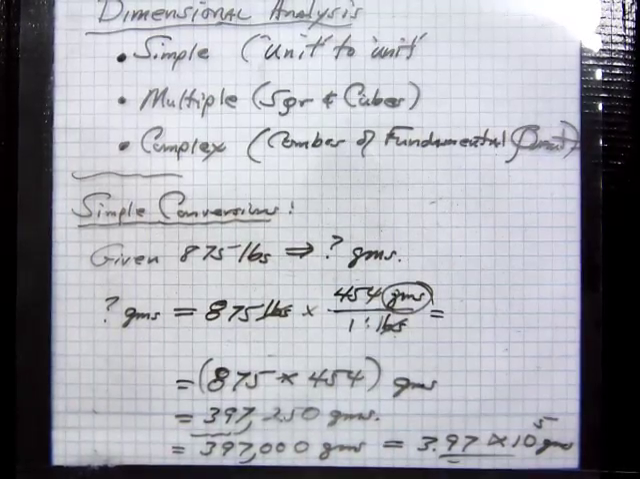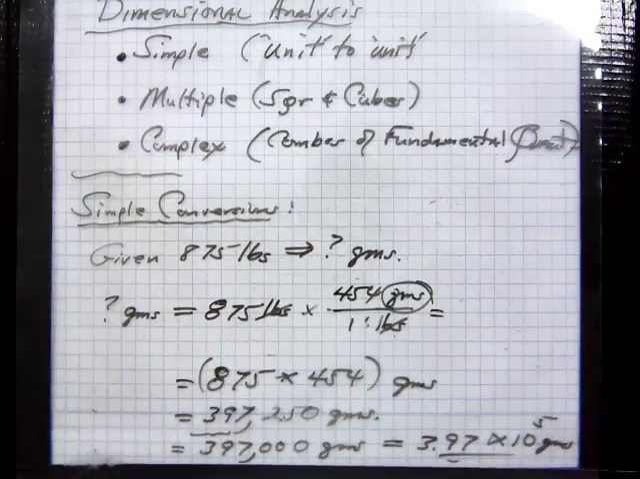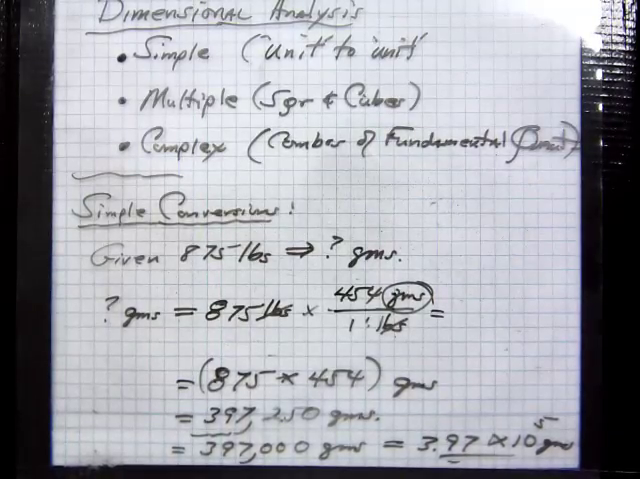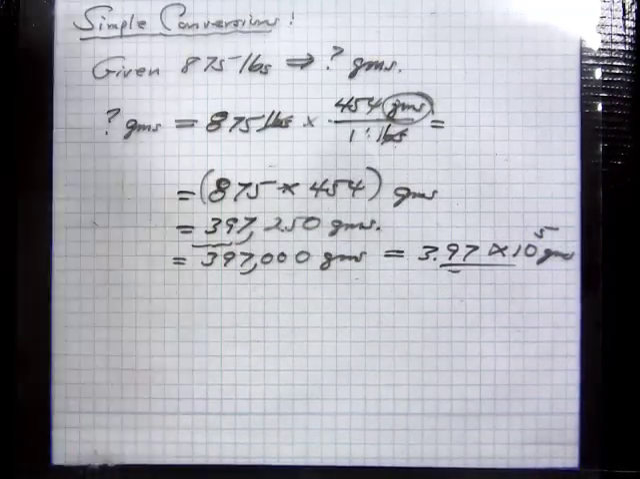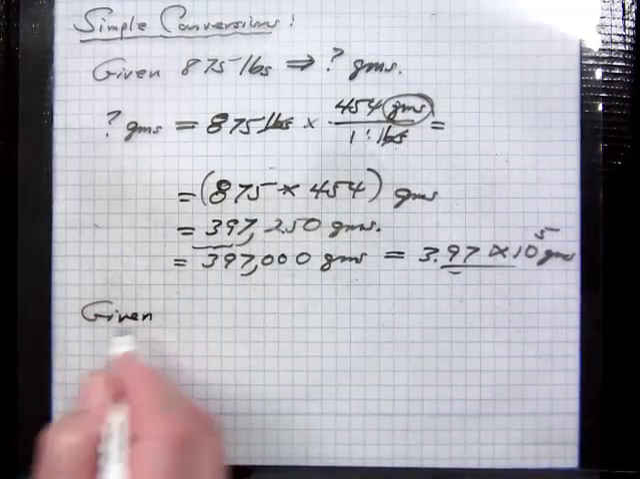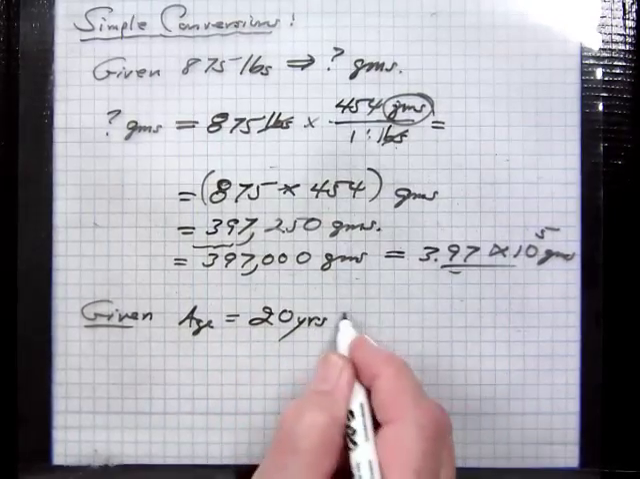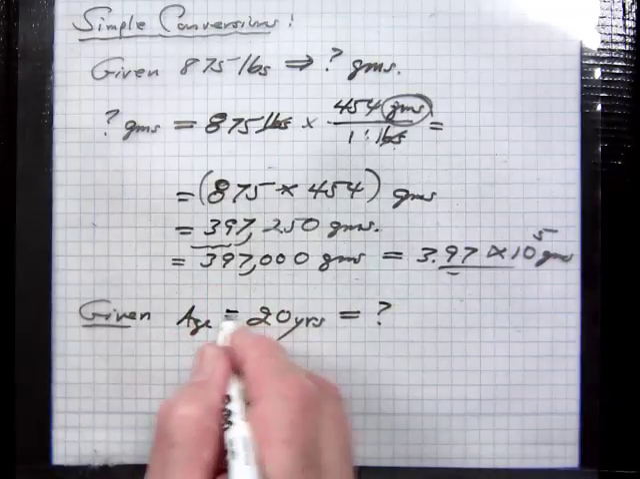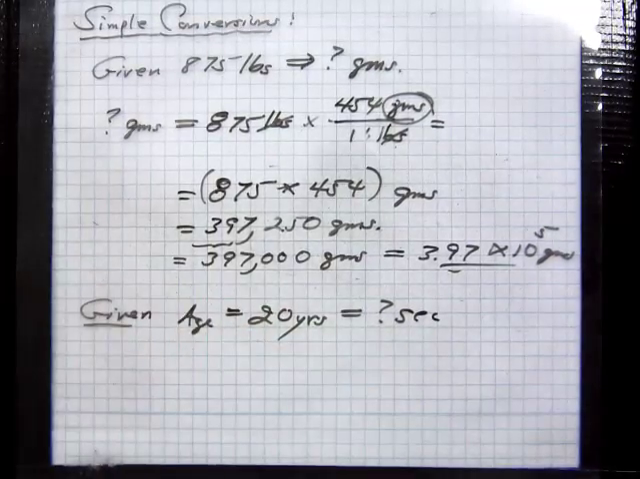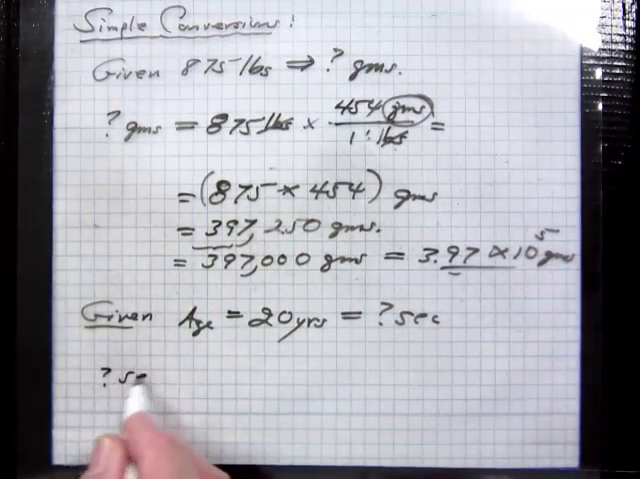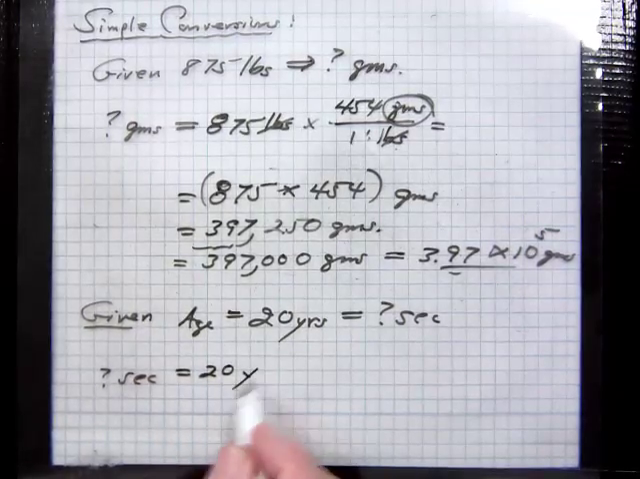One problem that uses multiple conversion factors is converting your age in years into seconds. How old are you in seconds? We'll take an average on that. Say you're given an age equal to 20 years old. How many seconds does that represent? Kind of an interesting thing. How many seconds do you think? So, how many seconds equal 20 years?